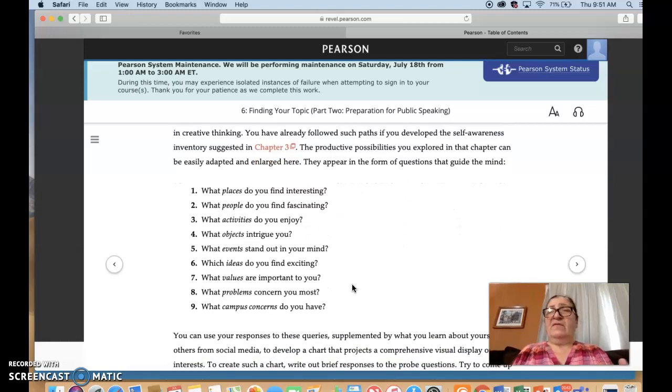So if you're lost for a topic, you can make a list of 9 items and answer those questions, and that will help you direct to a specific area. For example, what places do you find interesting? What people do you find fascinating? What activities do you enjoy? What objects intrigue you?